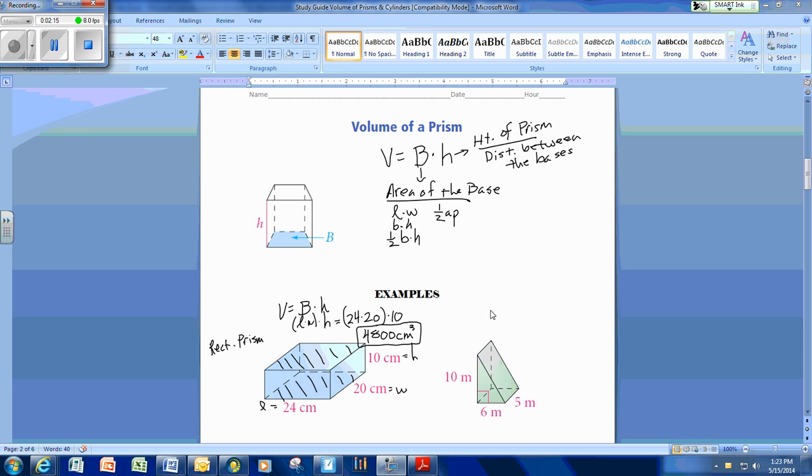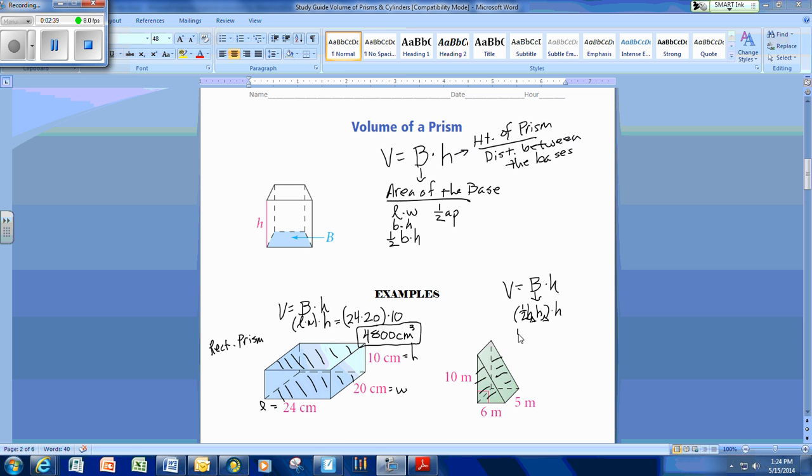Let's try another example here. Again, volume equals area of the base times the height. Now in this case, our bases are triangles. So this thing is laying on its side, and the bases are the parallel faces, which are triangles. So my formula for that part is going to be 1/2 base of the triangle times height of the triangle.